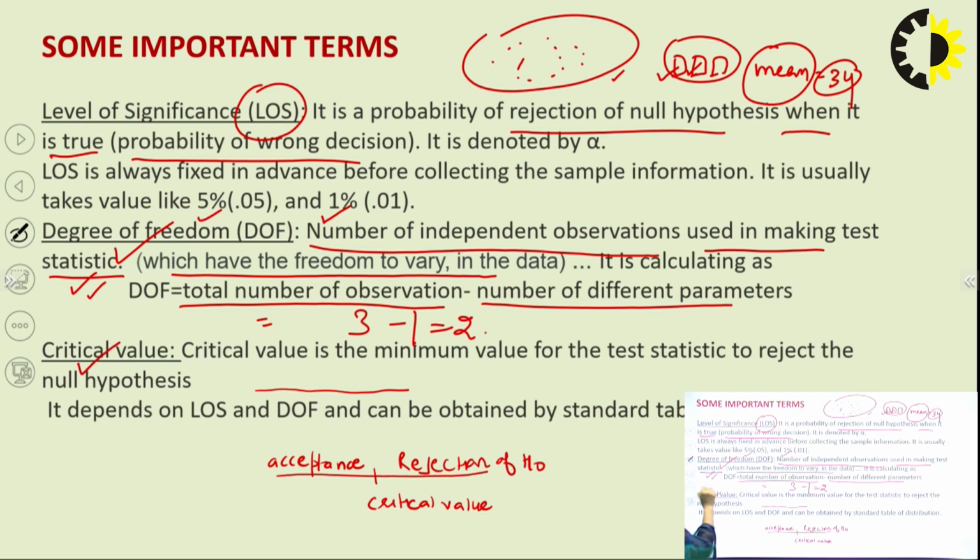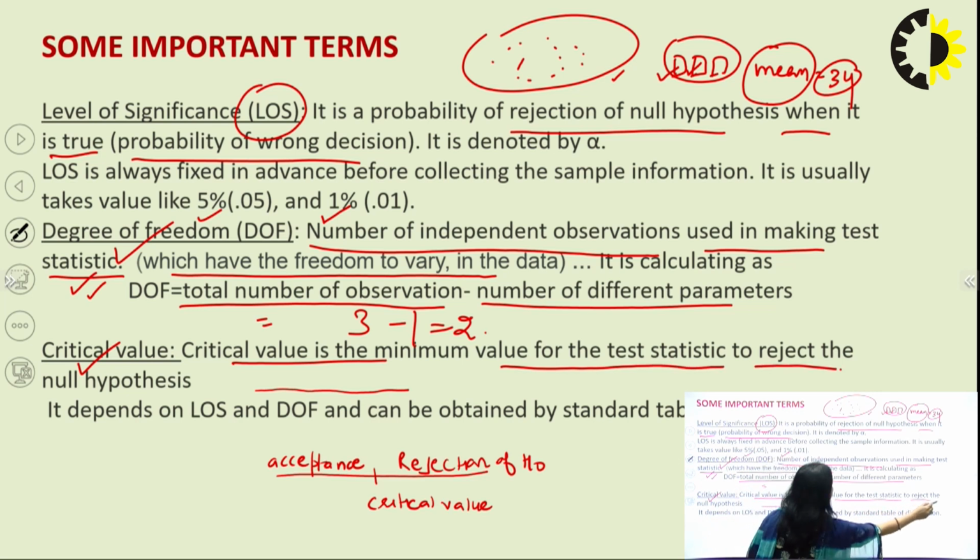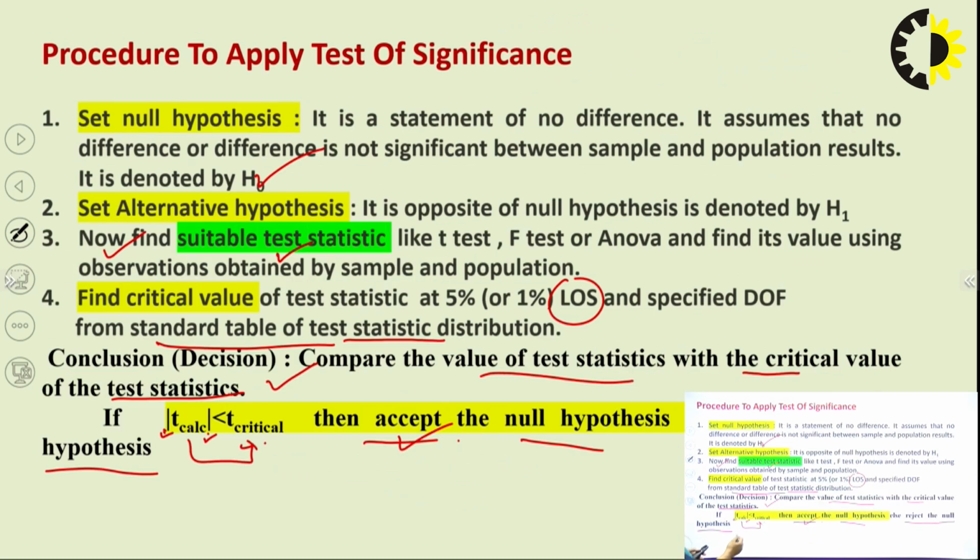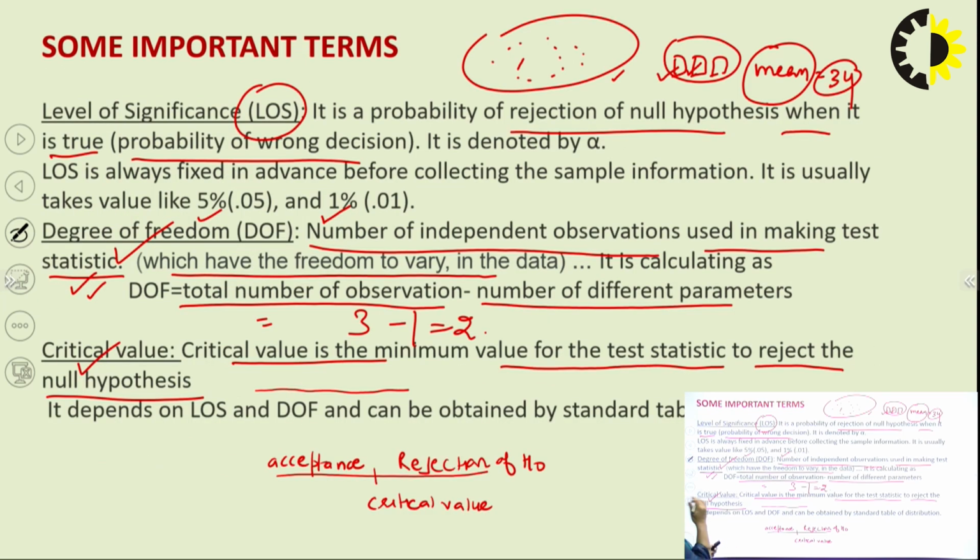Next term is critical value. What is critical value? Critical value is the minimum value for the test statistic to reject the null hypothesis. This is clear from the definition of the decision. Here we accept the null hypothesis when the calculated value of the test statistic is less than the critical value, and beyond that we will reject the null hypothesis.